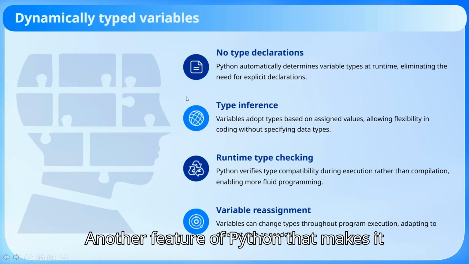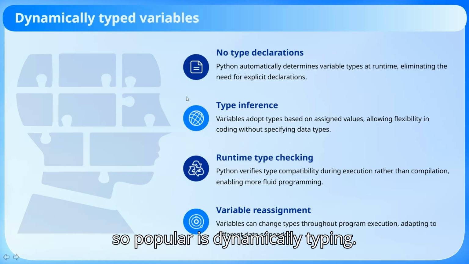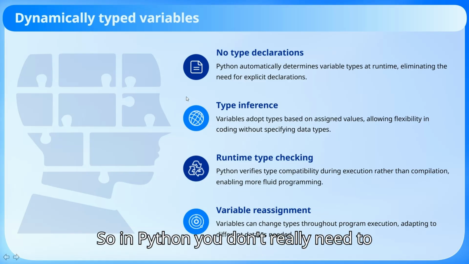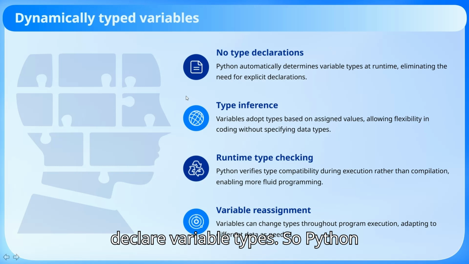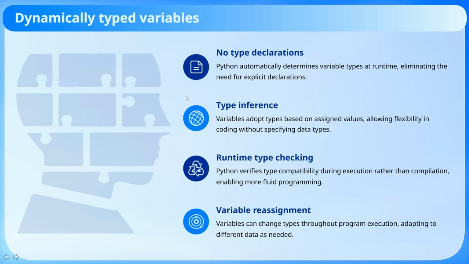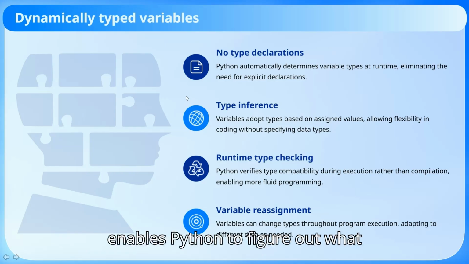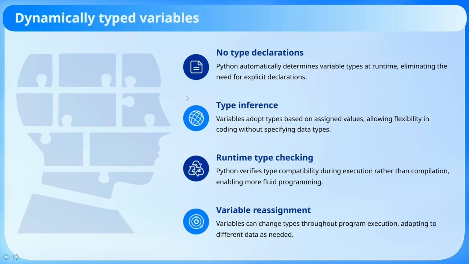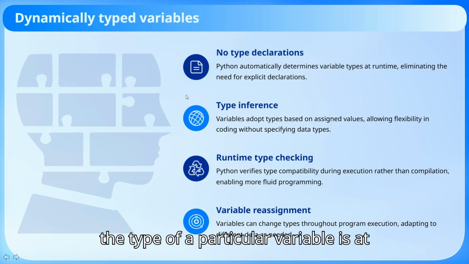Another feature of Python that makes it so popular is dynamic typing. In Python you don't really need to declare variable types. Python basically uses type inference, which enables Python to figure out what the type of a particular variable is at runtime.